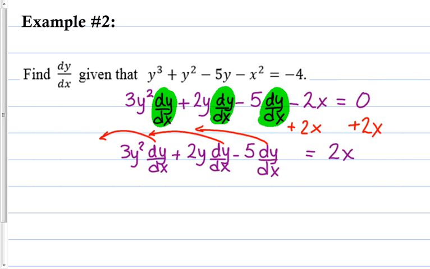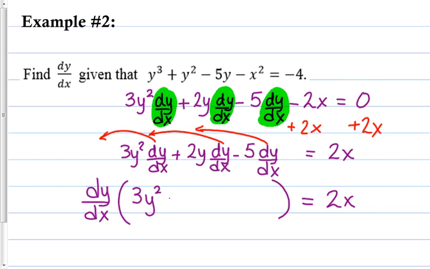And that is step 3. Factor dy/dx out of the left side. Okay, so now I have 1 dy/dx all by itself in the front. And in here, I'm going to have whatever I had left over once I got rid of the dy/dx's, then equals 2x. So let's see, without the dy/dx, I have 3y squared plus 2y minus 5.